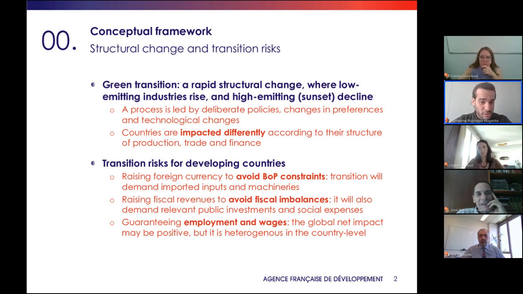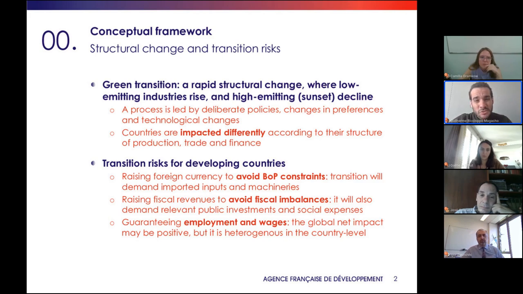But in this analysis, what we're looking at specifically is three things that are especially interesting for developing countries. First is how these industries, especially these sunset industries, are important for avoiding balance of payments constraints. Basically, most developing countries cannot produce the machinery and inputs for the transition, and they need to import. If they need to import, they need to export to pay for these imports. So we need to look at the dependence of countries on the sunset industries that will decline, in terms of their exports and for raising foreign exchange.